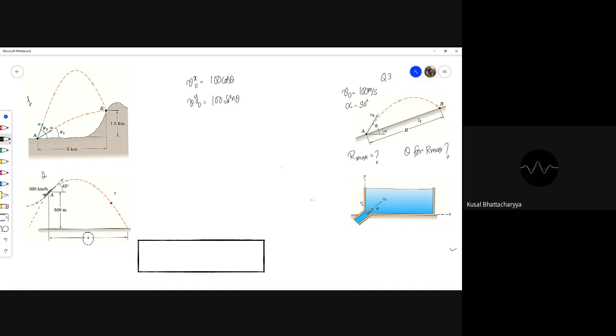Sir, if I take the x-axis along AB and the y-axis perpendicular to AB, then I can solve it in another way. So can I solve it in that way? Yeah, you are free to also solve it in that way, but you'll have to remember the acceleration would be different. Yes, sir. Then on the x-axis it will be g cos 60, and on the y-axis it will be g sin 60.